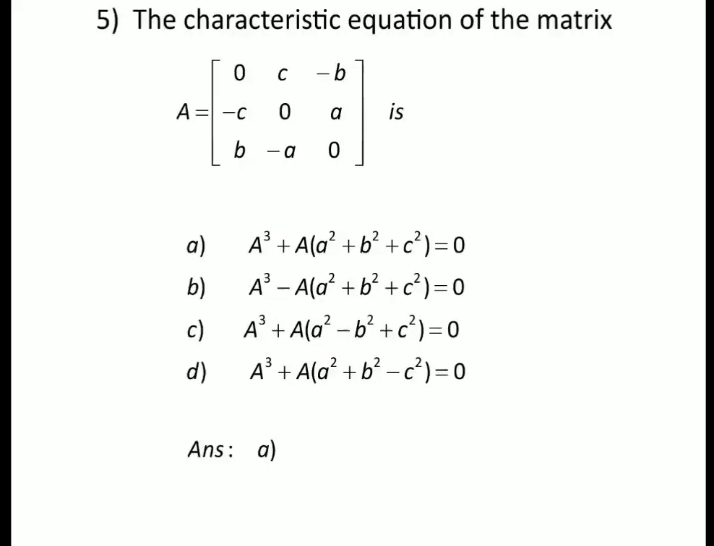The characteristic equation of this matrix is, again here also you have to simplify this one. To find the characteristic equation you have to take minus lambda to the diagonal elements and remaining elements you have to keep as it is. Expand this, you will get one equation.